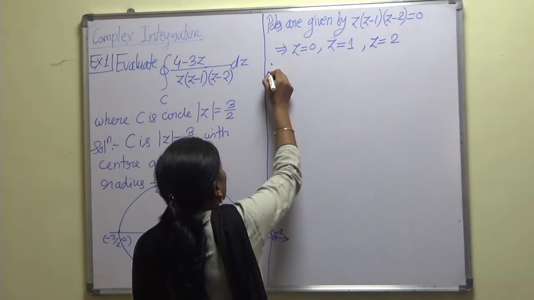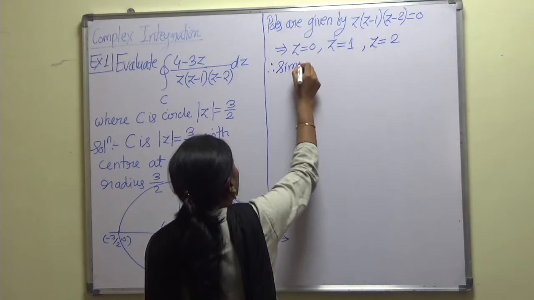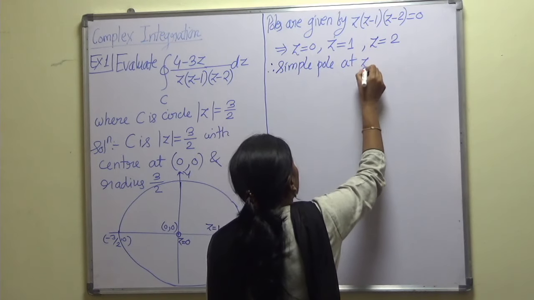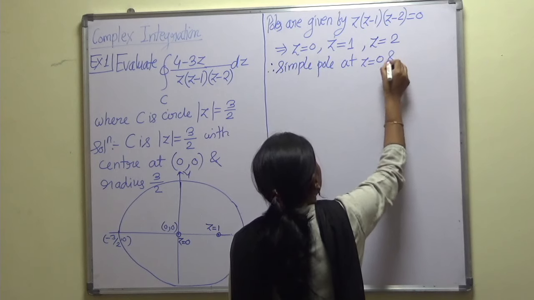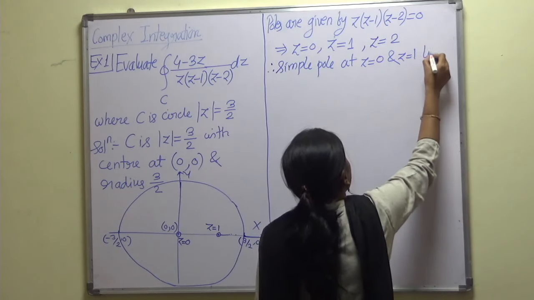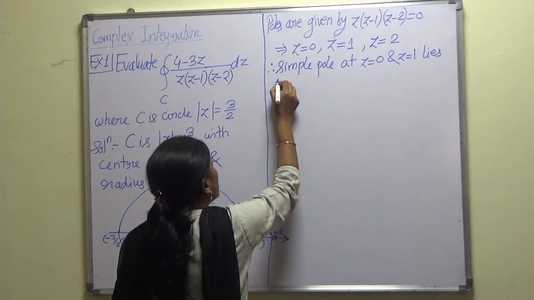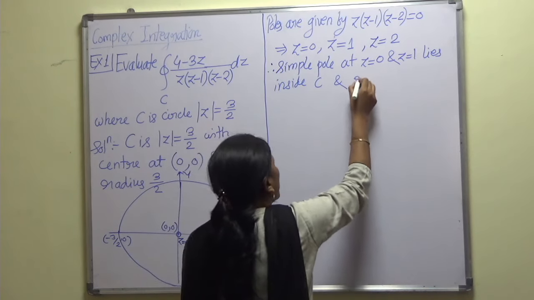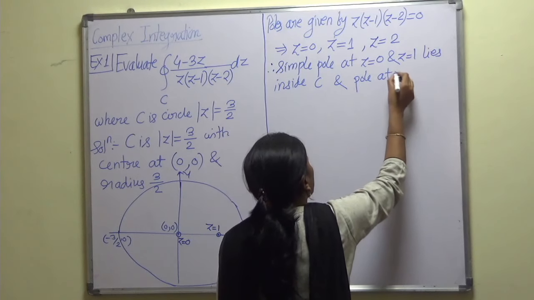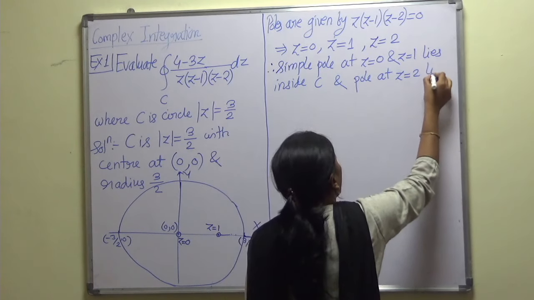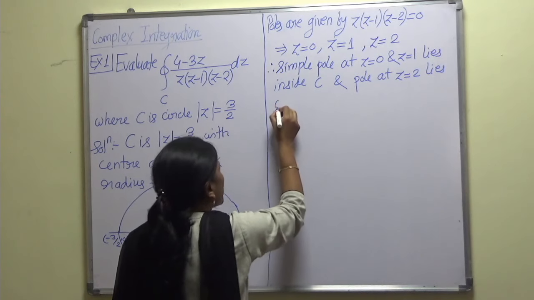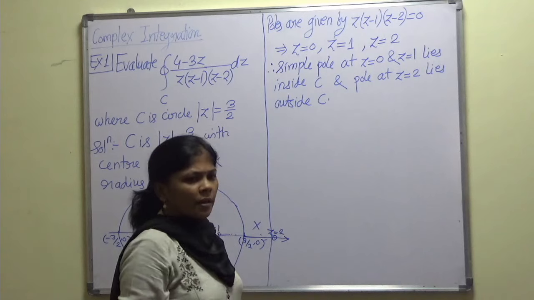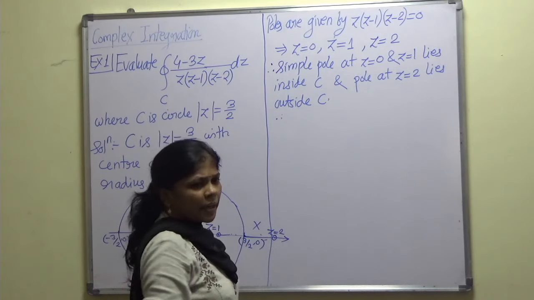So therefore the simple poles at z equal to 0 and 1 lie inside C, and the pole at z equal to 2 lies outside C, right? So therefore now we will define our analytic function.